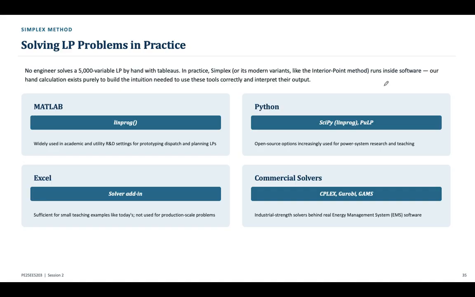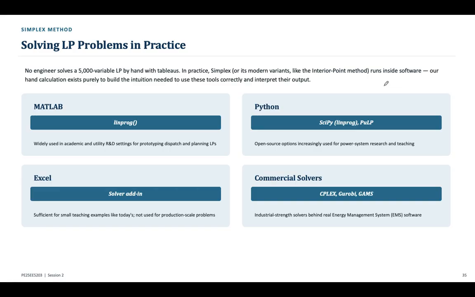Okay. So how do we solve LP problems in practice? At this point, an obvious question is, do engineers really solve large LPs by drawing tableaus on paper? Certainly not. We are not going to solve it using paper and pen. So, what approach do engineers practice? A realistic power system LP may contain thousands or millions of variables and constraints. Software is used to solve such problems. Classical simplex is one family of algorithms, while modern solvers also use interior point and other advanced methods.